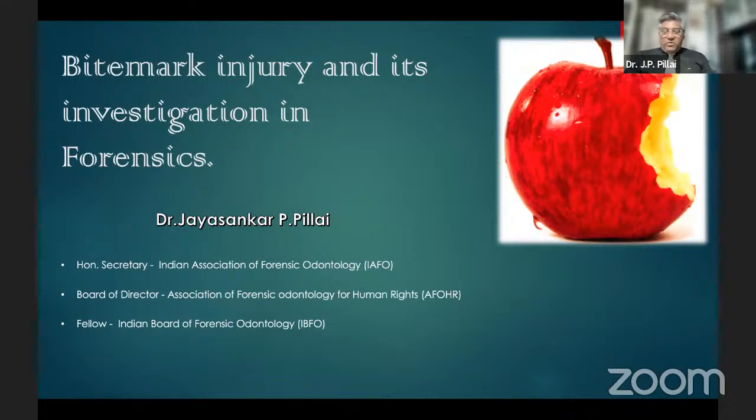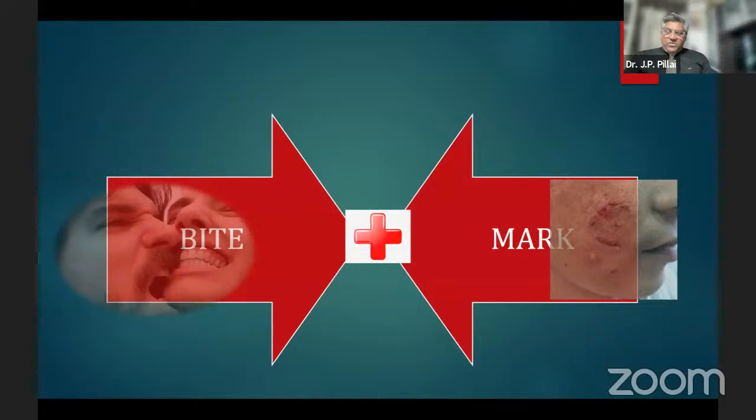So now we go to the topic of bite marks. When we talk about bite marks, it is a combination of two entities. One is the bite entity and another one is the impression or the mark, the pattern which is created because of that bite on a skin or on any inanimate objects.